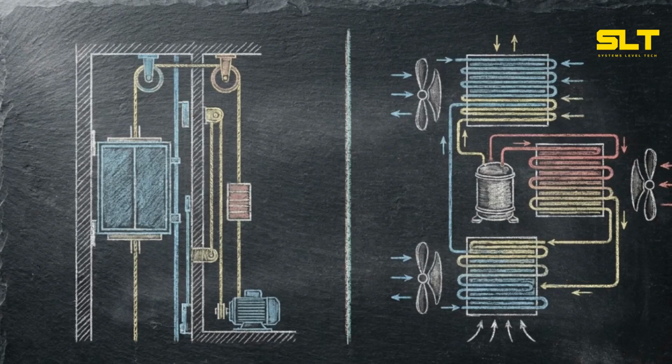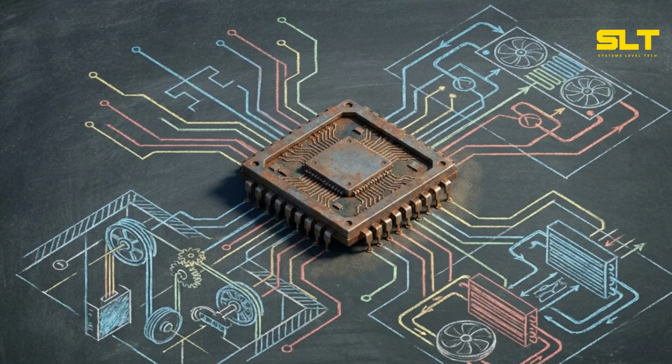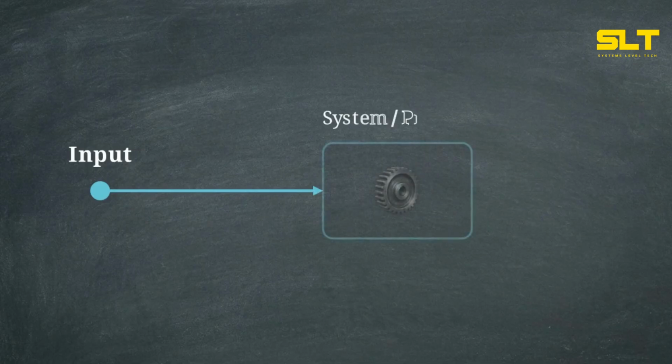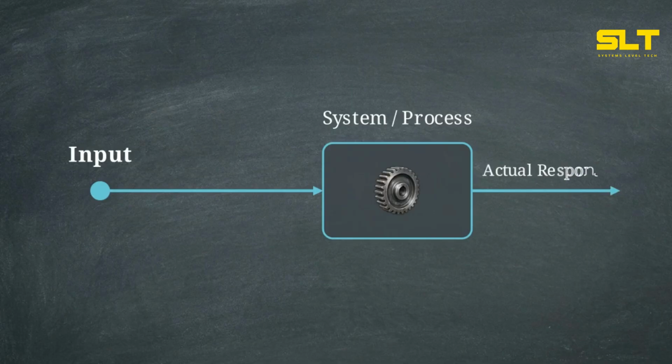While an elevator and an air conditioner operate on entirely different physics, the control theory driving them shares the exact same foundational architecture. Every control system begins with the mathematical or physical command given to the machine. This is the input, or the stimulus. That command flows directly into the system itself, the physical mechanisms built to process the instruction. The system then generates a physical reaction, known as the actual response.